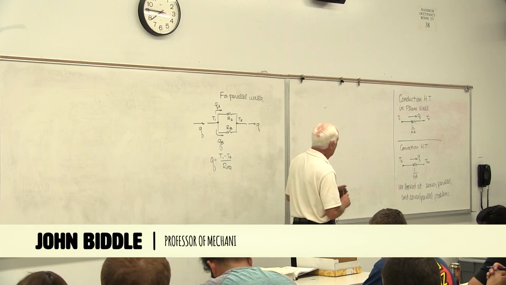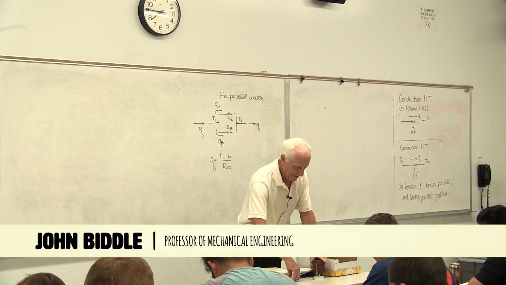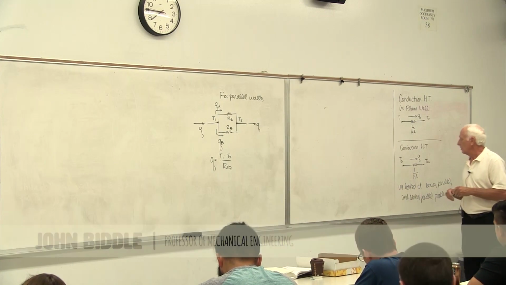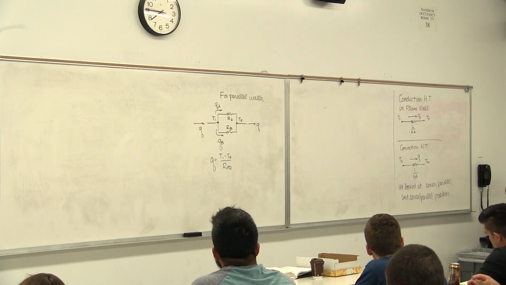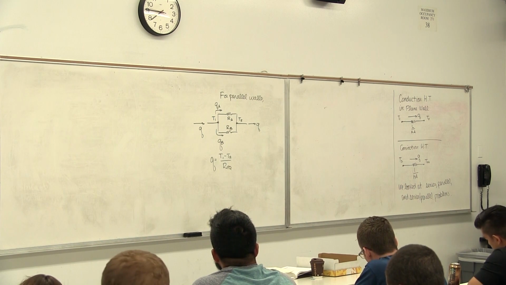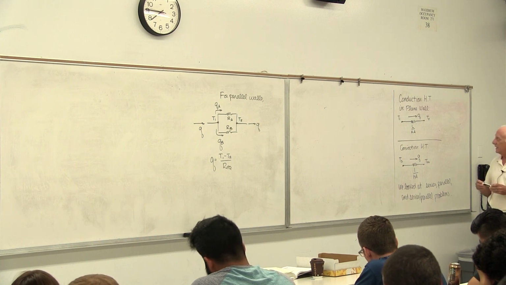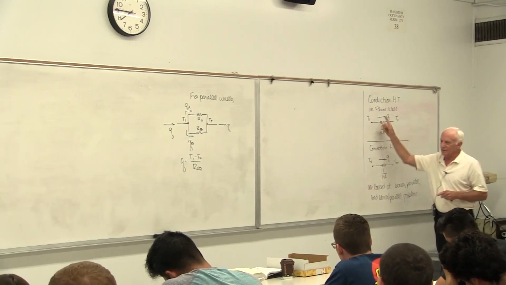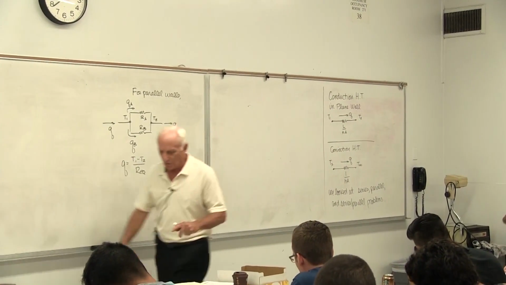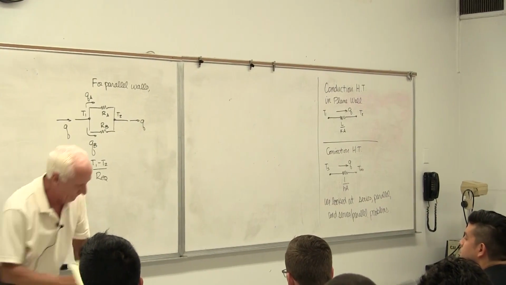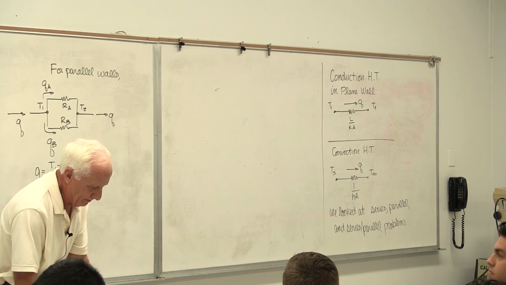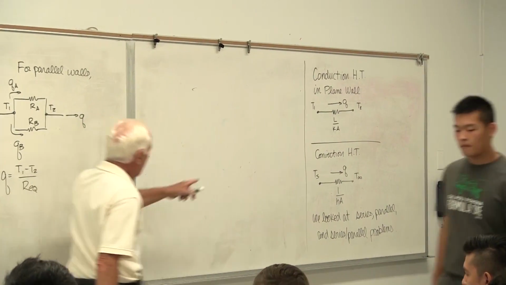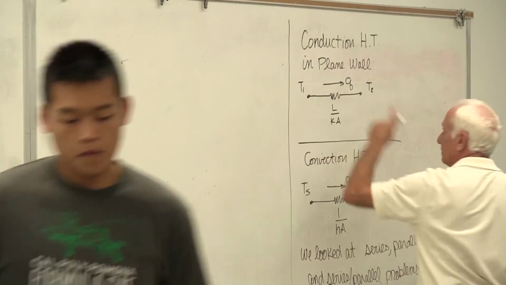Okay, on the right-hand side of the board is where we left off last time in Chapter 3. We were looking at modeling conduction heat transfer by resistances called thermal resistances. There was a conduction resistance in a plane wall. T1 was one side of the wall, T2 is the other side of the wall, and so we then find the resistance, which is listed there, L over KA. Heat flow is Q, that's the heat rate.